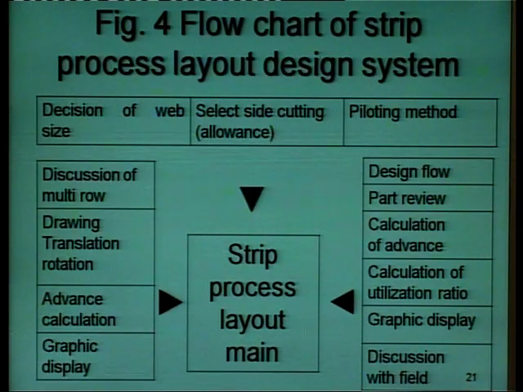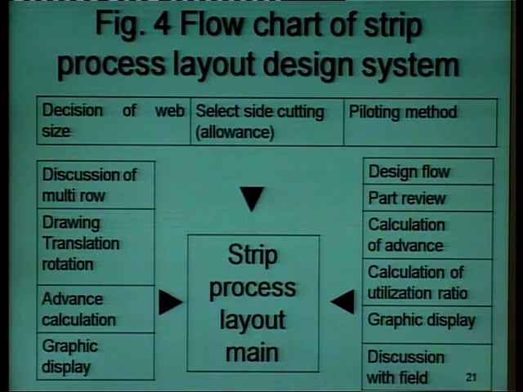It is the main factor we have to consider in advance, that is, how much feed should be given. Next is the graphic display; all the things should be displayed graphically before doing any work on the process. Next again is the design flow: what design of the strip should be considered. Strip layout design is the main factor which helps in material utilization. Next is the review of the part: what shape the part is, and again the calculation of feed.